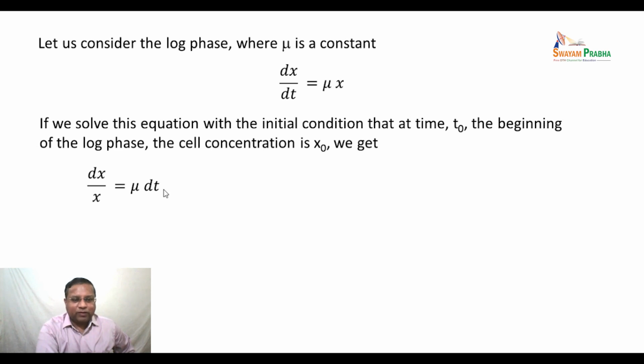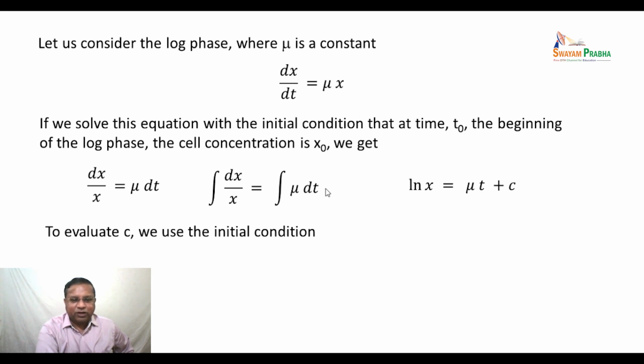So if we go about solving this equation, there are a few steps, so I've written down the steps here. dx by x equals mu dt. Integrate both sides, we get the integral of dx by x as ln x, and here it is straightforward mu t plus c, indefinite integral. We have the initial condition here, which can be used to evaluate c. If you put in the initial condition at time t equals t0, x equals x0, therefore ln of x0 equals mu t0 plus c, or c equals ln of x0 minus mu into t0. This is our c.